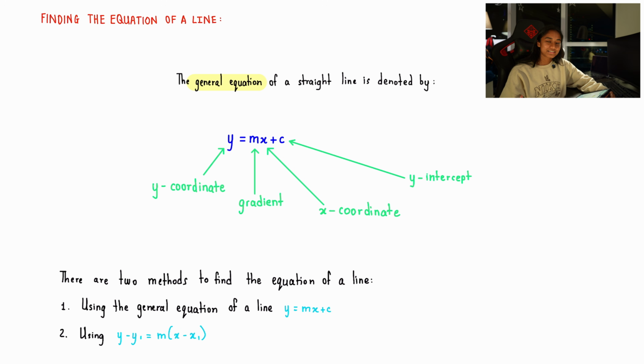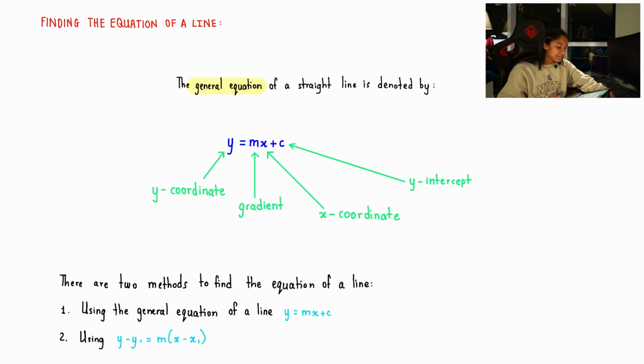The next thing we're going to learn is how to find the equation of a line. So we all know that the general equation of a straight line is denoted by y is equal to mx plus c. And I'm 100% sure you all know that because we had to go through it a million times for CSEC. So y is equal to mx plus c, where y is the y coordinate, m is the gradient, x is the x coordinate, and c is actually the y-intercept. What is the y-intercept? It is where the line passes through the y-axis. So this is the y-axis. This point here would be the y-intercept, and that would be c.